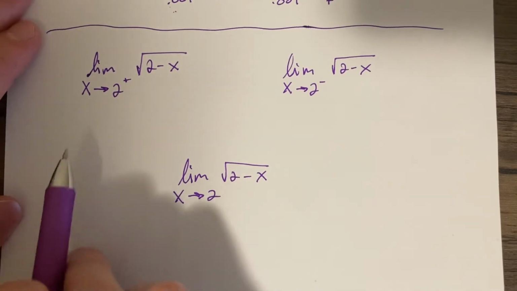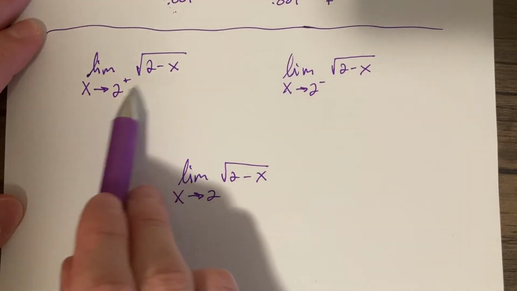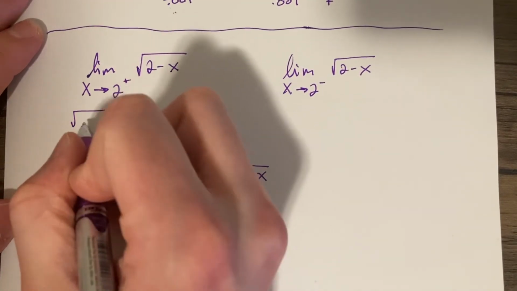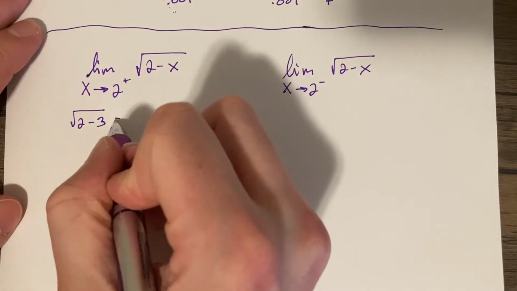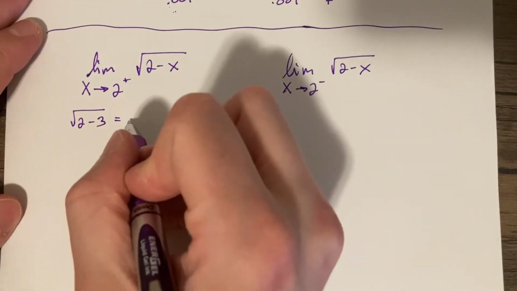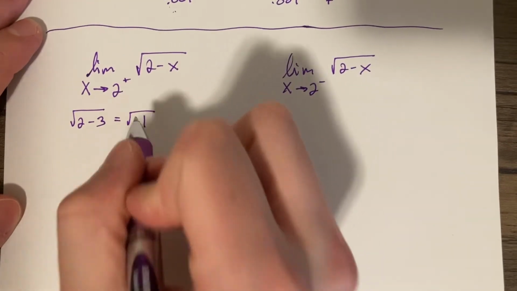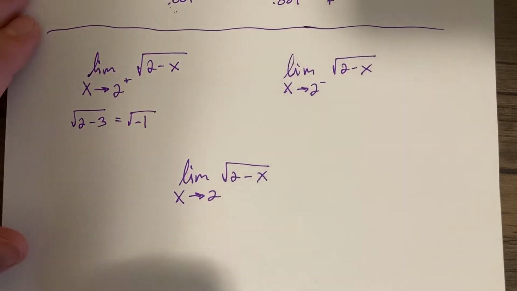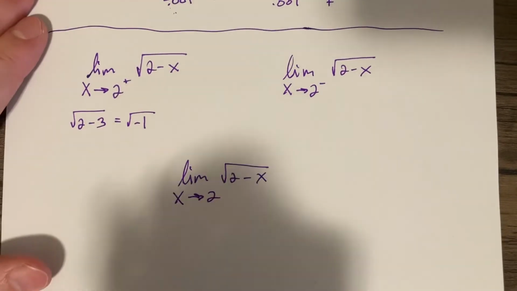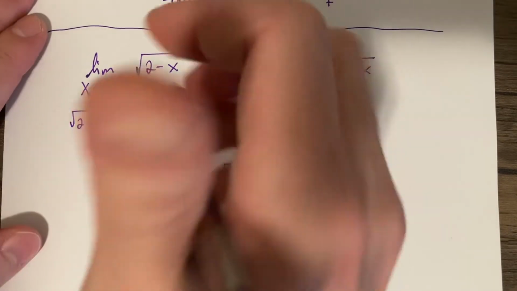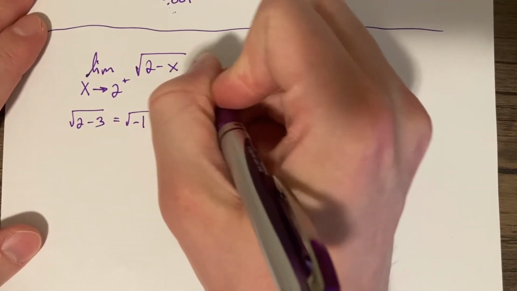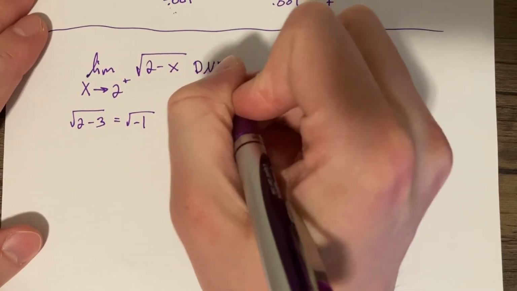So from the right side, if I plug in something greater than 2, I've got the square root of 2 minus, let's go 3. 2 minus 3. Go ahead and take out your calculator if you need to. You got -1. Taking the square root of that does not give us an answer. So anything greater than 2 will result in us taking the square root of a negative. So the right-sided limit does not exist.